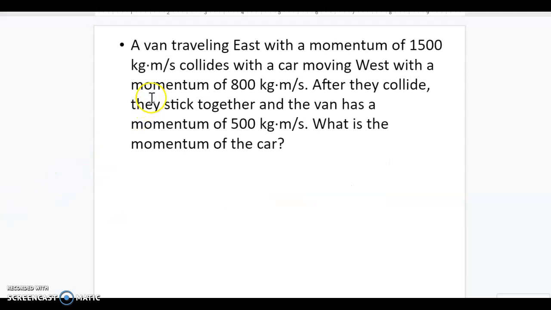So this problem: a van traveling east with a momentum of 1,500 kilogram meters per second collides with a car moving west with a momentum of 800 kilogram meters per second.